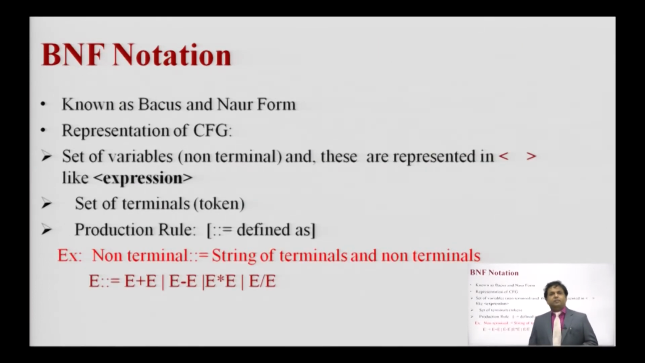Thus, context free grammar has a different notation which we can represent in a different way, known as the BNF notation. BNF is known as the Backus and Naur form. This is a simple representation of the context free grammar. Context free grammar is generally used with the syntax analyzer in a compiler. So, how can we write this context free grammar in the form of Backus and Naur form?